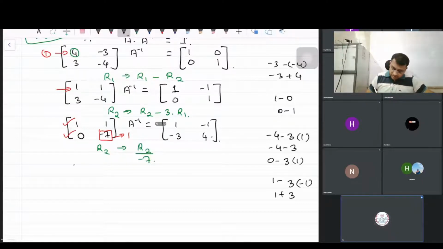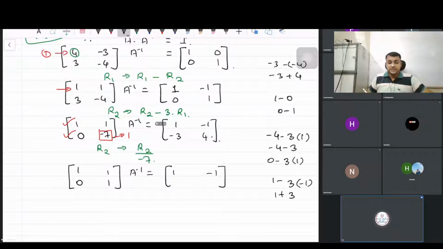So here I don't have to do any changes in the first row. 0 upon minus 7 is 0. Minus 7 divided by minus 7 is 1. Minus 3 divided by minus 7, this will become 3 upon 7. Minus will go away. And the last element will become 4 divided by 7. Yes, so now guys, we have achieved our 3 milestones.